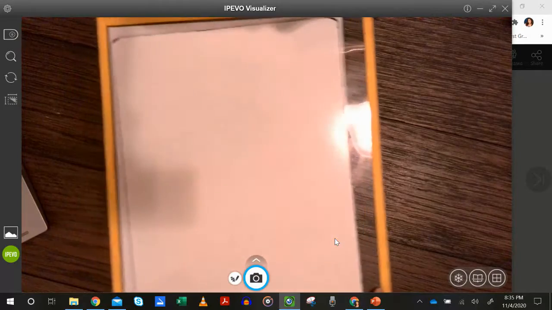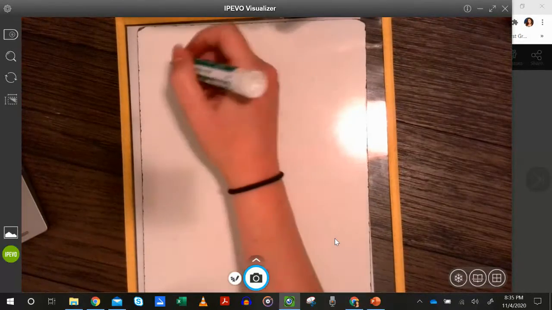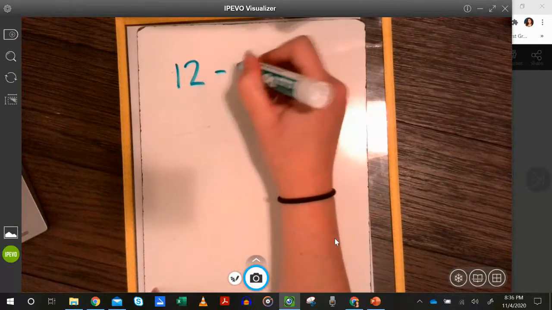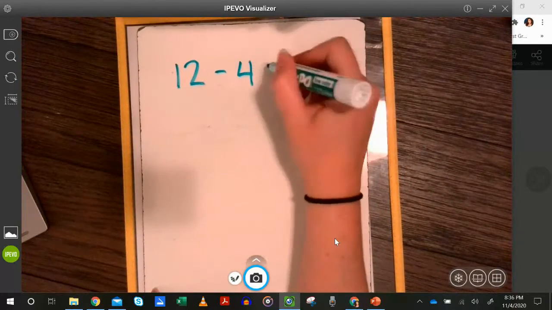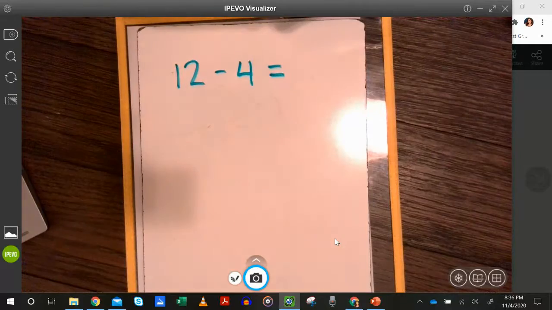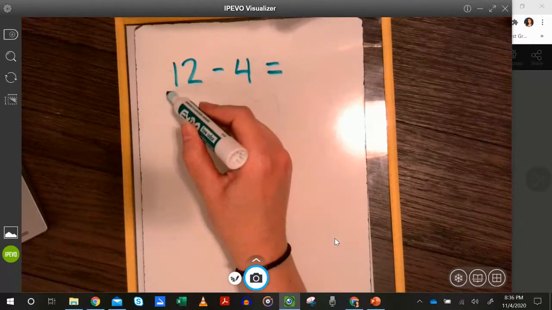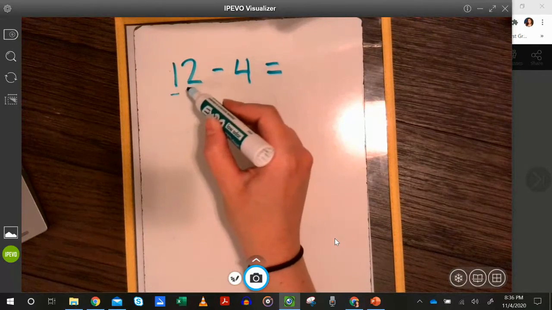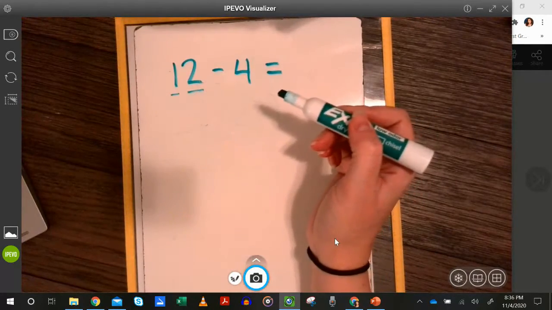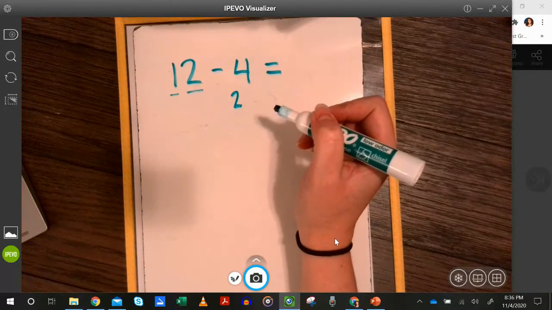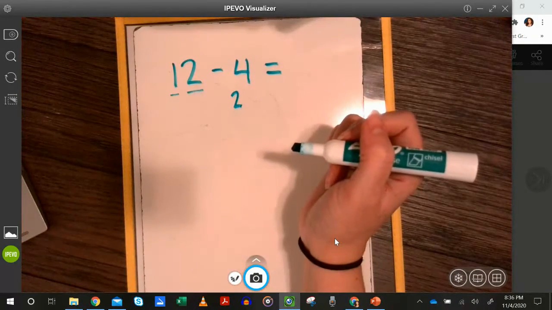Let's do 12 take away 4. Okay, what would that equal? Okay, so think about what we know with 12. 12 means a group of 10 and 2 more. So if I was just taking away 2, I know I would turn it into a group of 10.